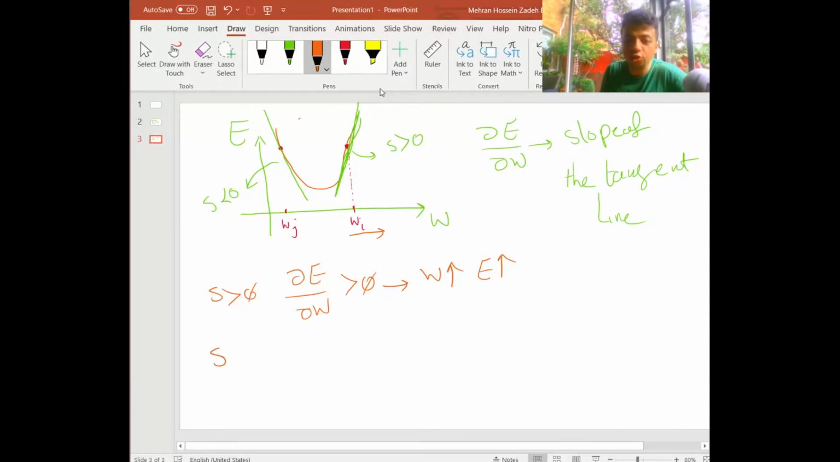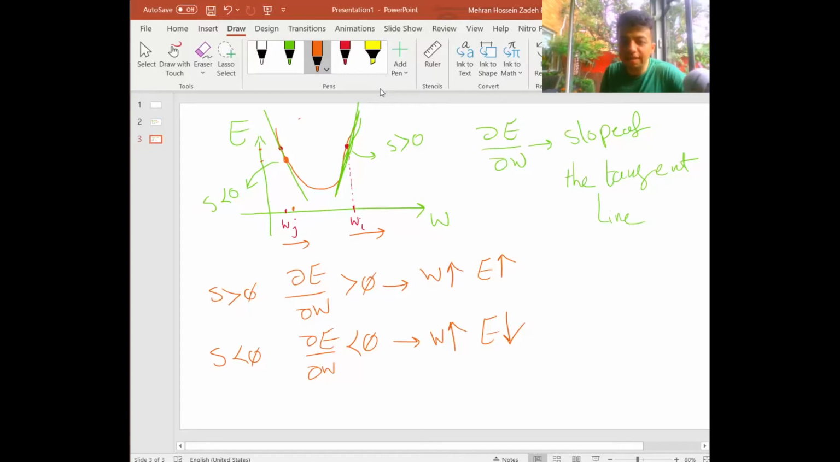And in the second case, when the slope is negative, it means the rate of change of your error with respect to your w is negative. So how should I decrease my error? It means if I increase my w, then my error will go down. Think about it, wj over here. If I go a little bit to the right, let's say epsilon, at this point of w, the error will go from this point to this point. So your error will decrease.